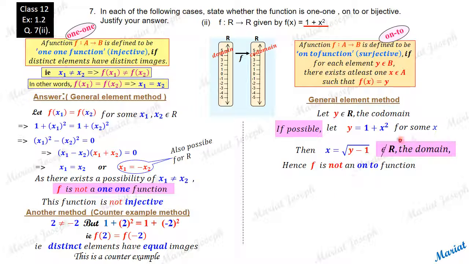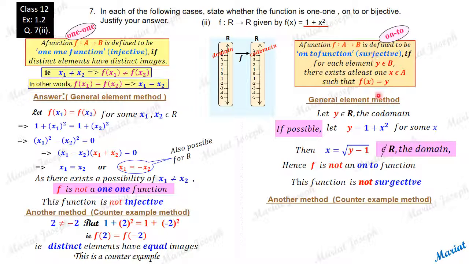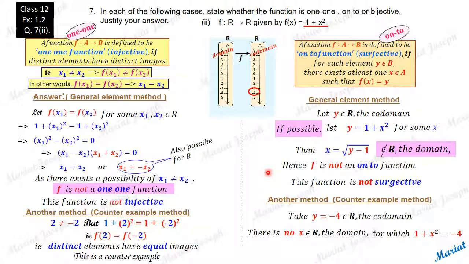This proof could be established just by using a numerical example that goes against the definition, that is a counterexample. I'm taking minus 4 as the y. Take y as minus 4 from the codomain. Now look, for what value of x can 1 plus x square be equal to minus 4? x square is supposed to be a positive number. A positive number plus 1 can never be equal to minus 4. So this minus 4 will never be an image of any x.